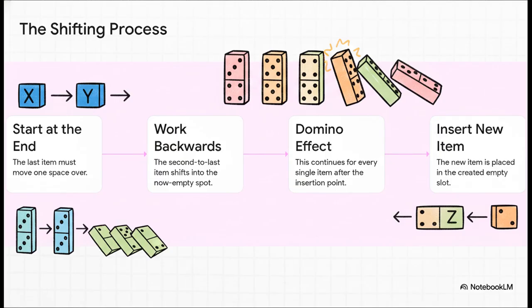To make that one empty spot, the computer can't just magically shove everything over. Nope, it has to go all the way to the end of the list, grab the very last item, and physically move it one space over. Then it goes to the second to last item and moves it. Then the next, and the next, and the next. It's this massive, slow domino effect that ripples all the way back to the spot we need. It's only after all that shifting that we can finally place our new number.